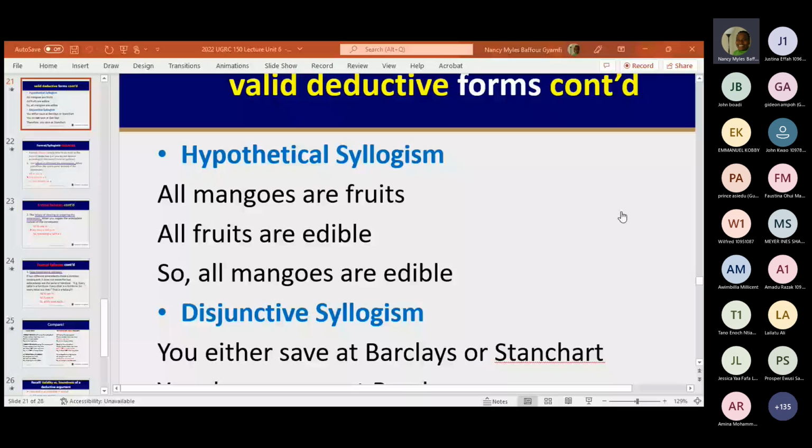Why? Then I tried to put a lot of flesh to it and said, I could say I save at Barclays or I save at Stanchart. Then I add further information. I save at Barclays. Would you then conclude, therefore, that because I said Barclays or Stanchart, and you've gone to Barclays and you see that I have some money there, therefore, it means I cannot save at the other one? If you are an investigator and you do that, then the people will trick you. I could only disclose one.